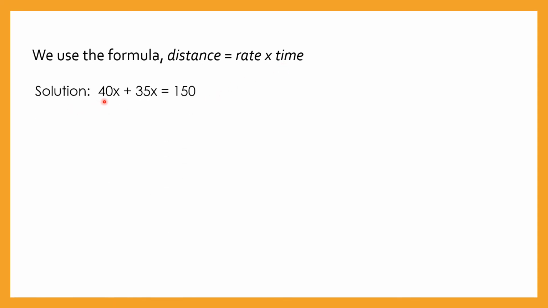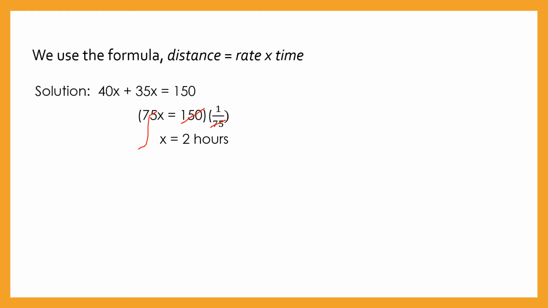Okay, so solution: 40x plus 35x is equal to 150. Of course, pag inadd natin 'to, 40 plus 35 is 75. Then, multiply both sides by 1 over 75. 75 divided by 75, cancel na yan. Then, 150 divided by 75 is equals to 2.